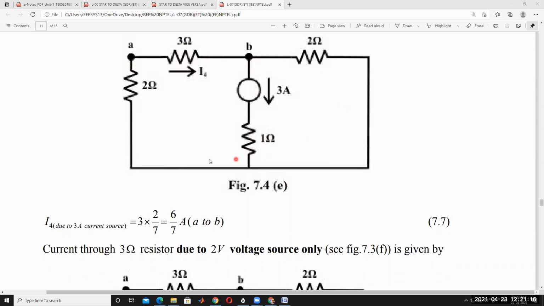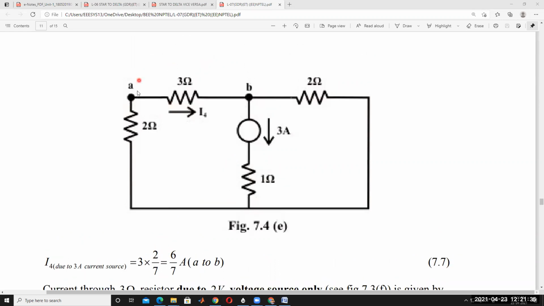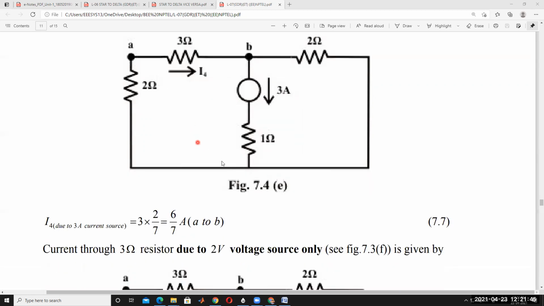It's not 1. Okay. Current I4 due to the 3 amps current source in this direction is total current, that is 3 amps, into the opposite resistor, that is the 2 ohm resistor, divided by the sum of the resistors, 3 plus 2 plus 2. So that is 7. The current direction through the 3 ohm resistor is also A to B. That's why consider plus current. Okay, IAB is equal to plus 6 by 7. So that is I4, 6 by 7, A to B only.